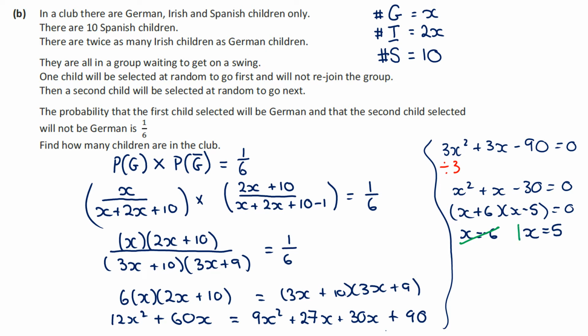So they didn't ask that, they asked how many kids in total. So let's go back up here. So there were 5 Germans, 10 Irish, and 10 Spanish. Therefore, there will be a total of 25 students.